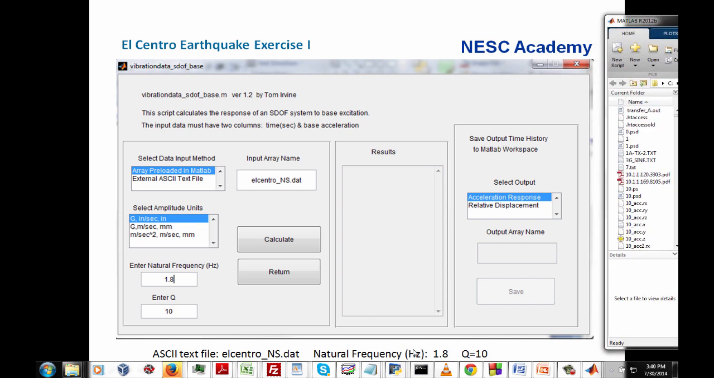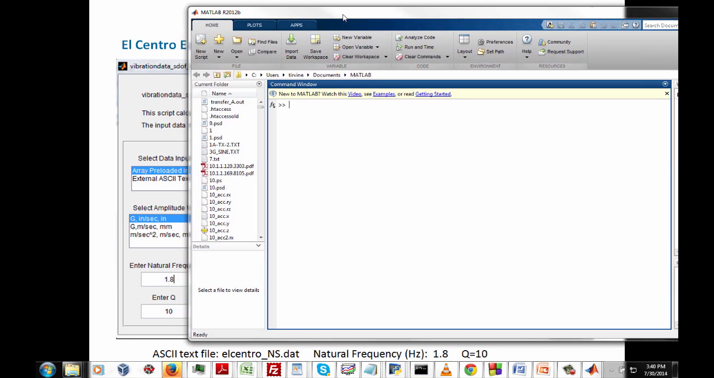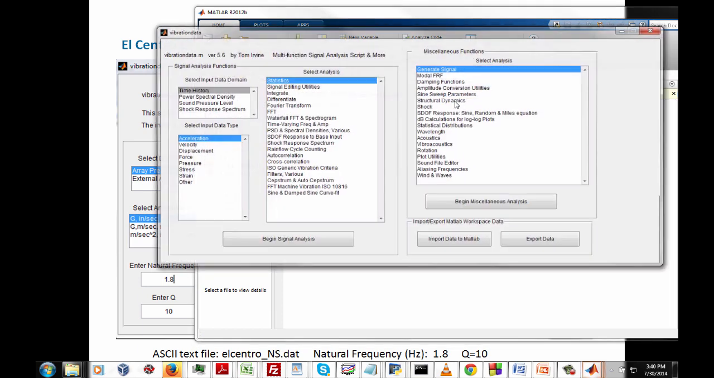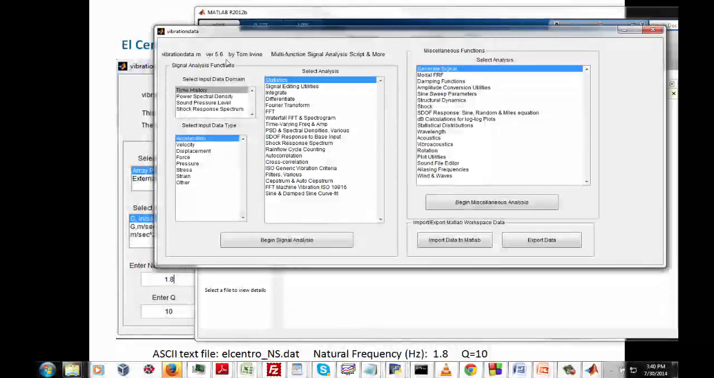If you had a building or a bridge or some structure and you knew the natural frequency of that structure, then you would just substitute in the appropriate natural frequency. So just for today, let's assume that we have a building and it has a natural frequency of 1.8 hertz. So let's go to vibration data, to our main GUI package. Okay, it takes a moment. This week we're up to version 5.6, and as I like to say, and rising.